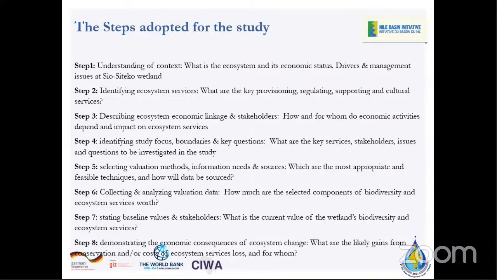So I will skip this. This is just an outline of 8 steps that were adopted. The first step was situation analysis, hereby described as understanding the context. Then we went to identifying the ecosystem services, describing the linkages that I mentioned early, and then narrowing down to the boundaries and the equations. And then there was the process of selecting the evaluation methods based on the ecosystem services and data availability. And then we proceeded to collecting and analyzing the data and setting up the baseline values and the baseline year, and then demonstrating how the various options will affect the human interactions or the ecosystem change within the wetland.